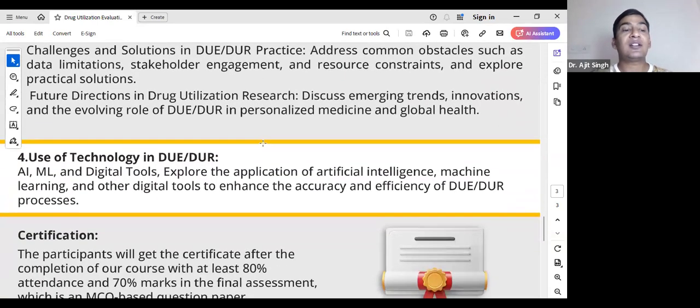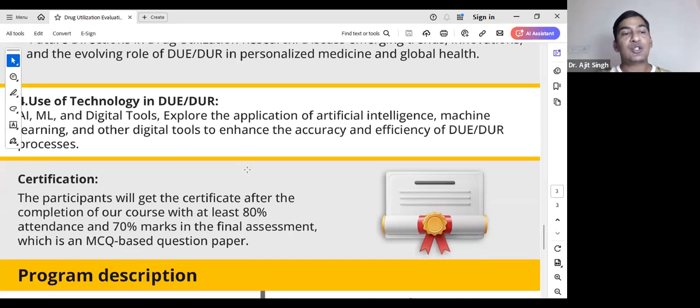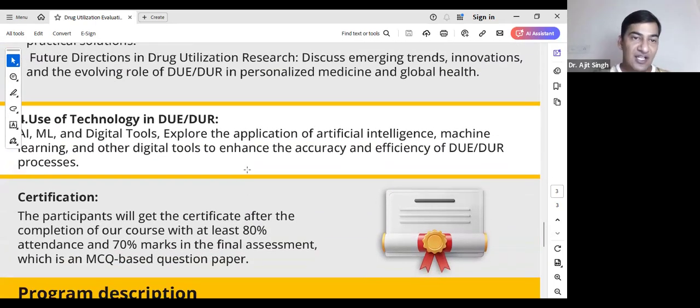And then on the last day, I will be talking about the modernization of DUR. So I'll be talking completely on AI and ML models and digital tools that you can use in DUE and DUR to conduct the studies, or to make the DUR efficient according to the current era, right? So this will be the coverage in the next 4 days.